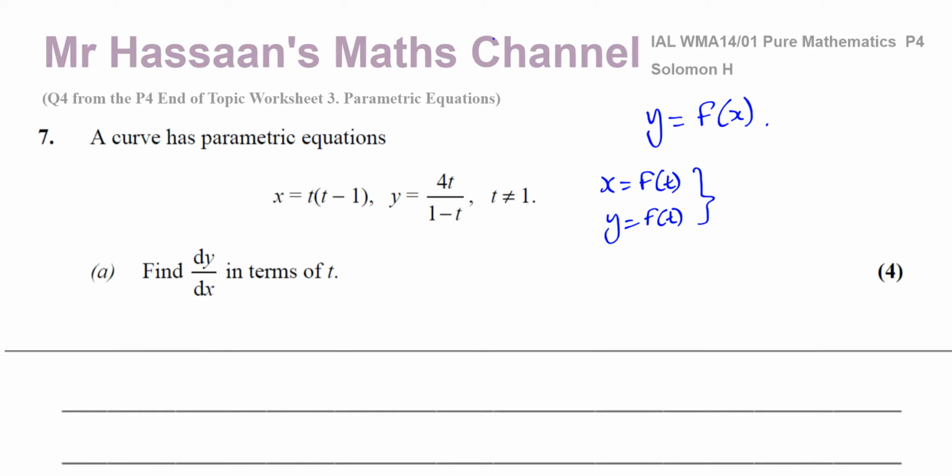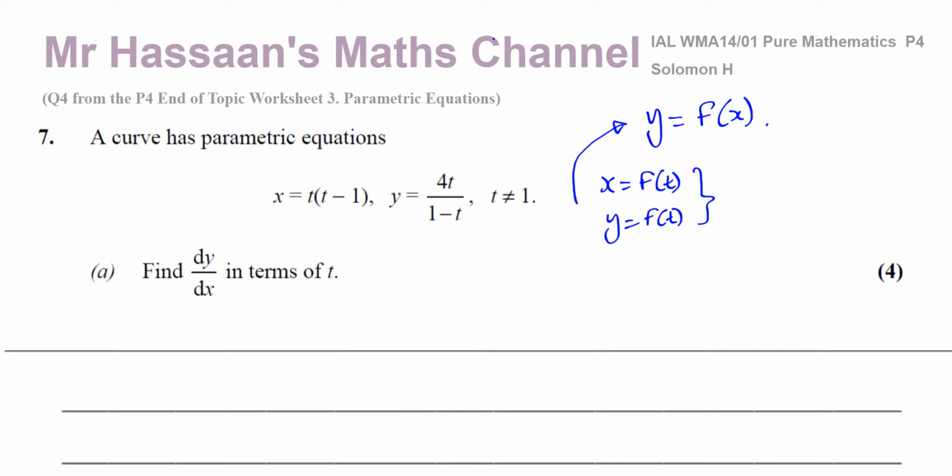For us to find dy/dx, we could change this into a Cartesian form and then find dy/dx as we normally would. However, it's normally a lot easier to find dy/dx by using the chain rule. It's normally not so easy to change it into Cartesian form. Well, it's possible, but it's normally easier to just use what's called the chain rule to do this.